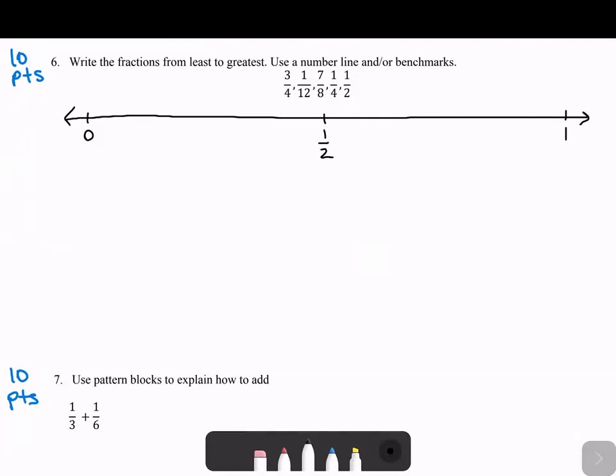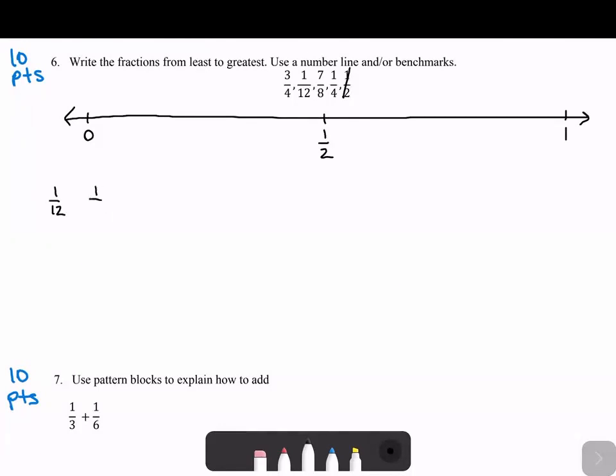So what do we do first? We have 1/2 there, so 1/2 has already been accounted for. Next I'm going to look at the 1/12 and the 1/4. Well, I'm going to compare each of these to 1/2 rather.